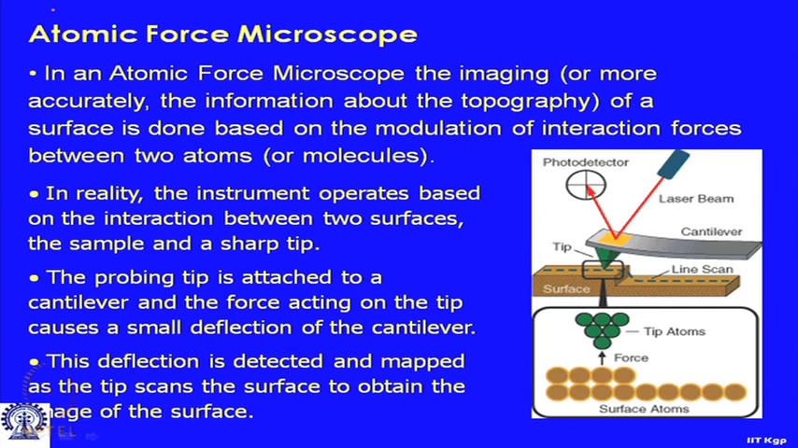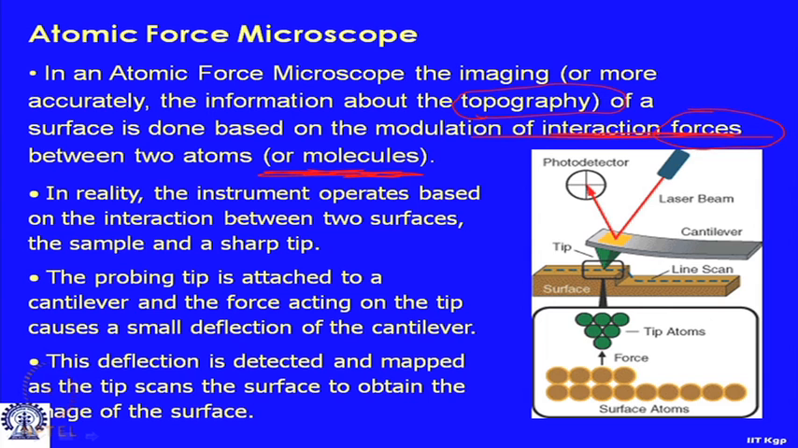In an atomic force microscope, the imaging, or more accurately the information about the topography of a surface, is done based on the modulation of interaction forces between two atoms. So, interaction forces, this is important. We talk about the interaction forces between atoms or molecules. In reality, we cannot go down to the atomic level, and we work based on the interaction forces between two surfaces. Okay. In reality, the instrument operates based on the interaction between two surfaces, the sample and a sharp tip.